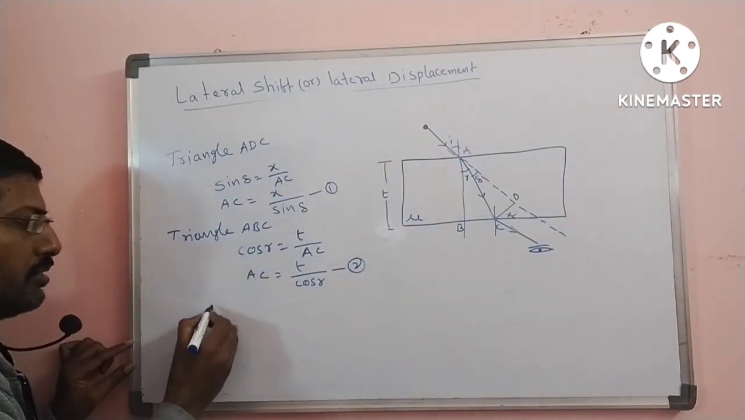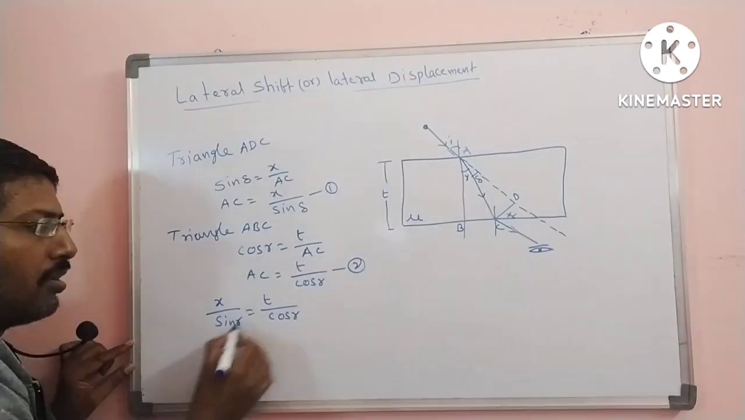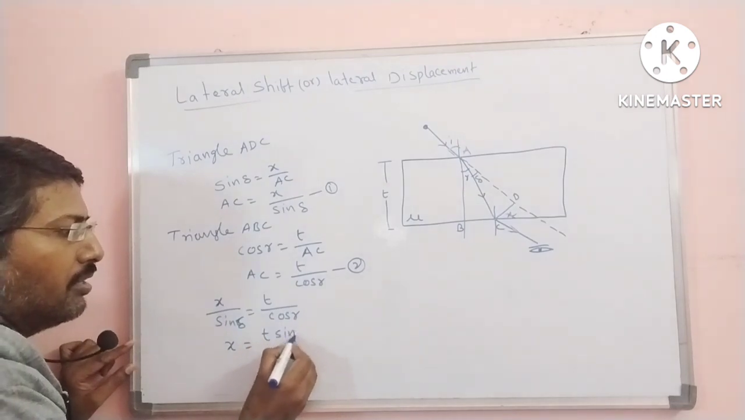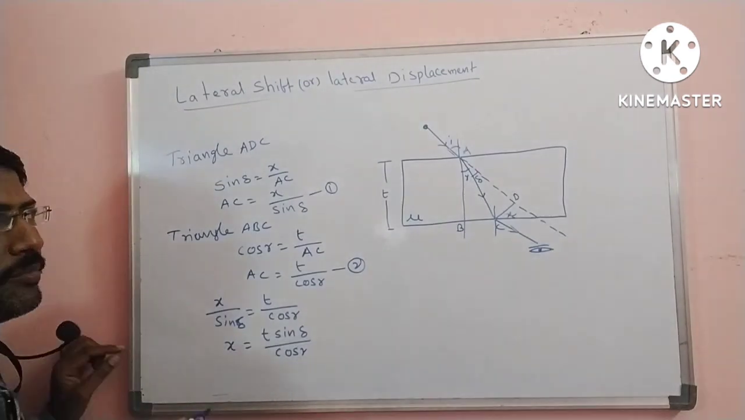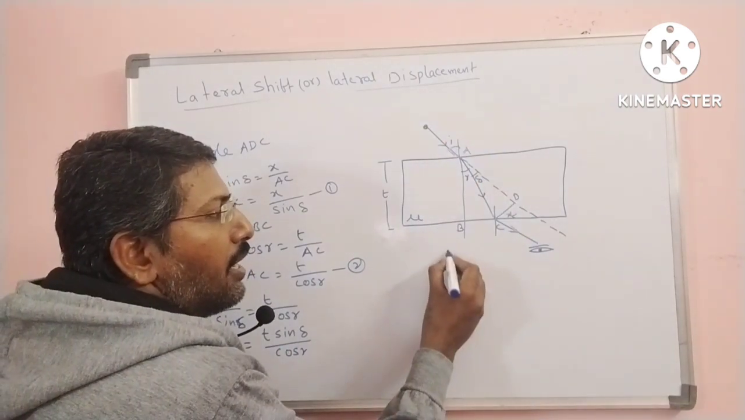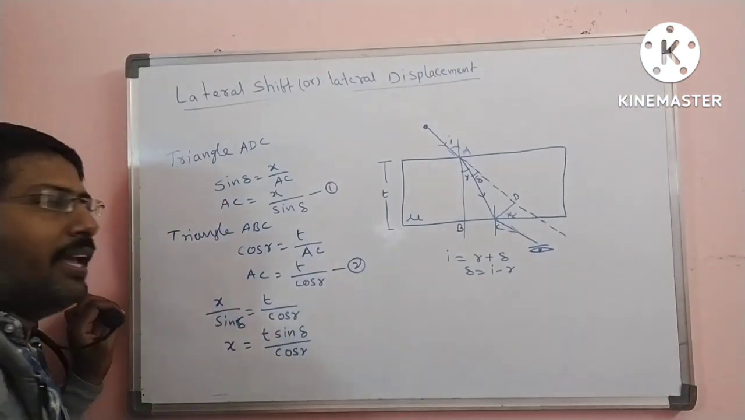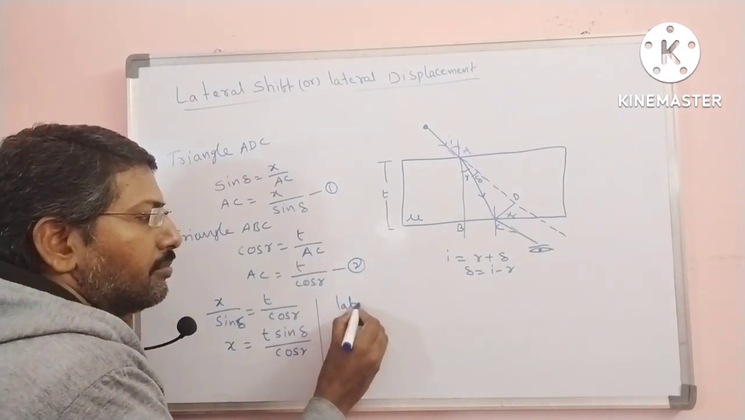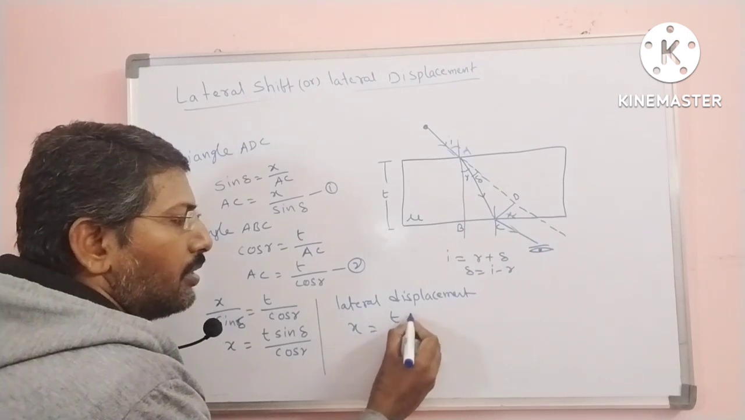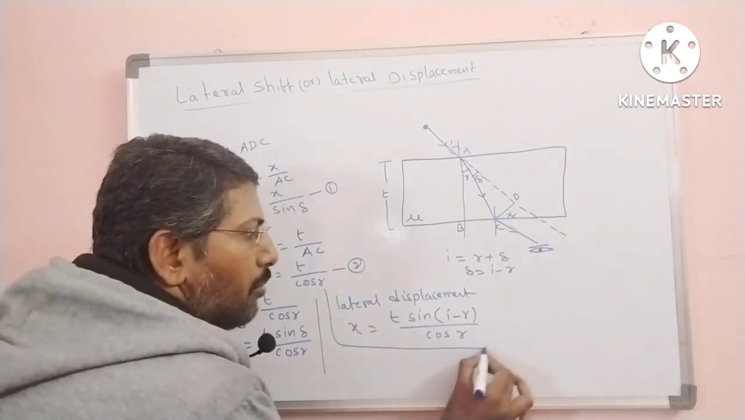Now comparing these two equations, you will get x by sine delta equal to T by cos R. Cross multiplying, x is equal to T sin delta by cos R. If you observe here, this angle is I and this angle is also I. So I is equal to R plus delta, so delta equals I minus R. Expressing in terms of I and R, the lateral displacement x is equal to T sin(I minus R) by cos R. This is one important formula.